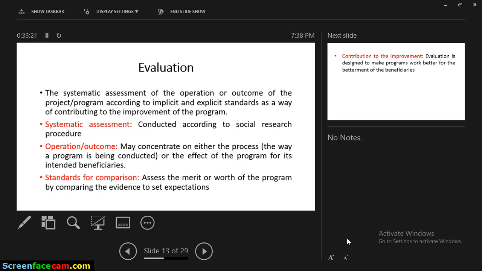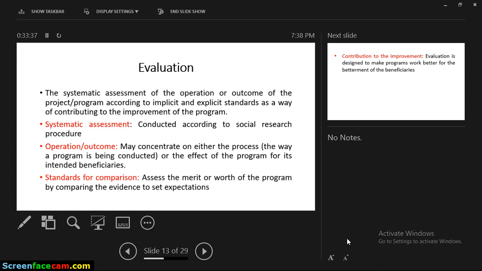Then the second point is talking about operational outcome. So evaluation may concentrate either on the process, the way the program is being conducted, or the effect of the program for its intended beneficiary.